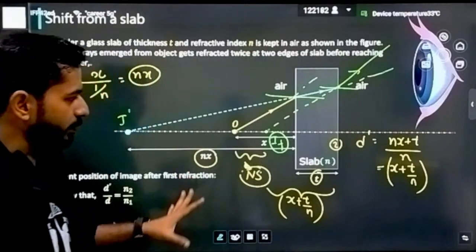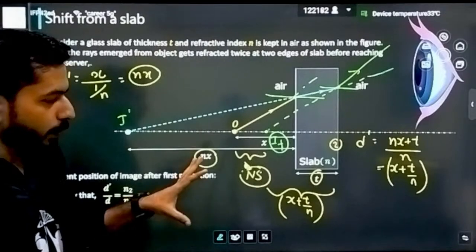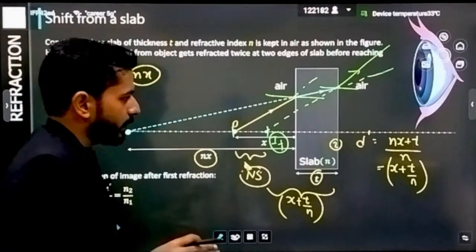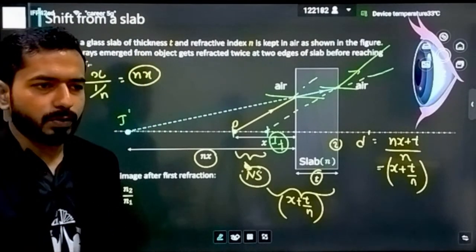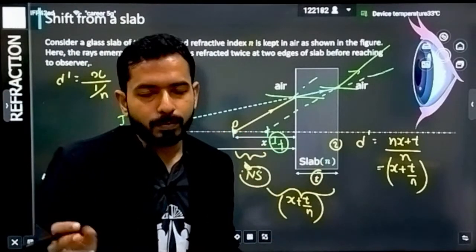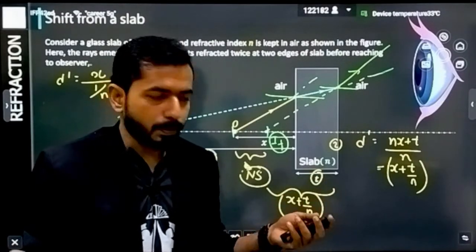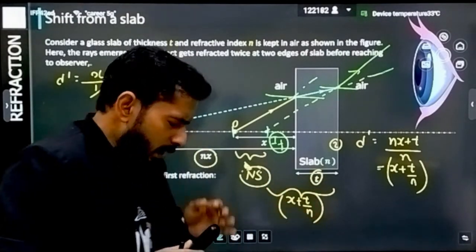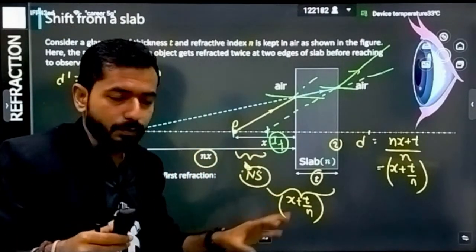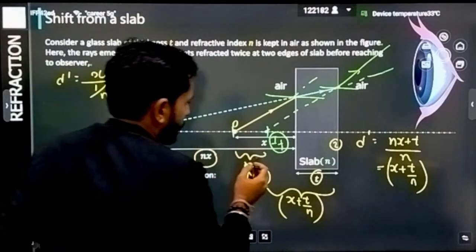Fine. So I have mentioned all the distances, but at the end, from the point of view of the observer, I have to calculate how much shift is coming between the object and the image. Tell me a formula that I can remember so that I can solve all the questions directly, because every time I am not going to perform this refraction twice. That is not possible for me. So I want to combine both these phenomena and see a normal result. So I have to calculate this distance.